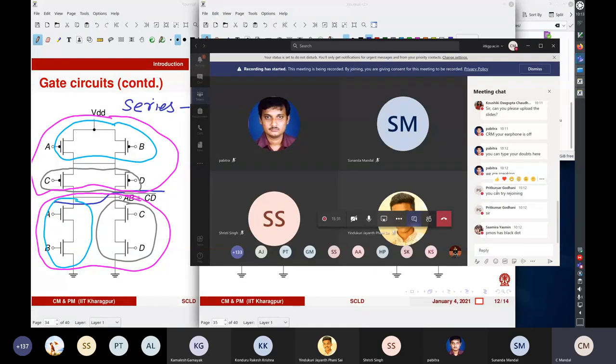Yeah, so Kaushiki wants the slides. So we'll be putting up the slides. Once we finish with a set of slides, we'll put those up. You'll have all the slides. We'll just put those up after we finish with a set of slides. All right. Any other questions?